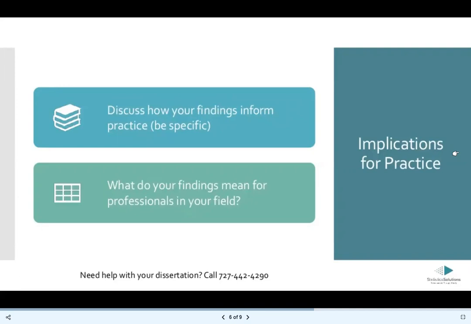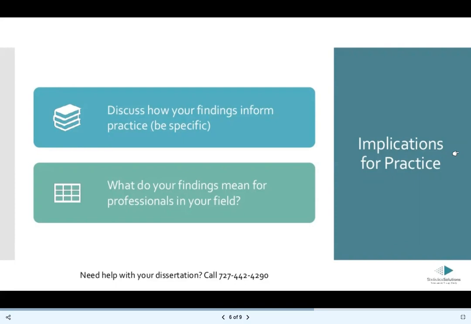The next section will be implications for practice. This section and recommendations for further research are meant to talk about why your findings are important. So far you've outlined your results in the results section. Now you are talking about what the findings are in greater context with the literature. And when you get to these two sections, you're really just talking about what these mean in the real world, outside of the bubble of your study.